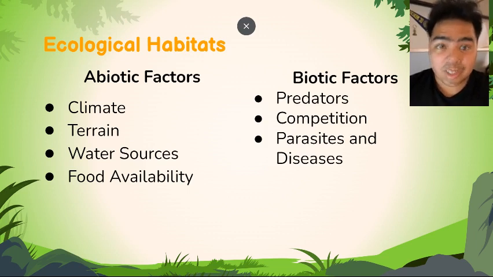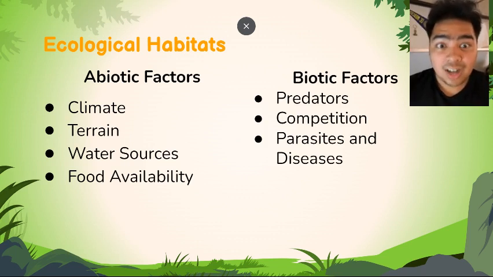Terrain. Rats are highly adaptable to different types of terrain, including urban areas, agricultural fields, forests, grasslands, and wetlands. They can burrow underground in soil or live in above-ground structures such as buildings, nests, or burrows. Water sources. Access to water is essential for rats, so habitats near rivers, streams, lakes, or human-made water sources like sewage systems or leaking pipes are favorable.